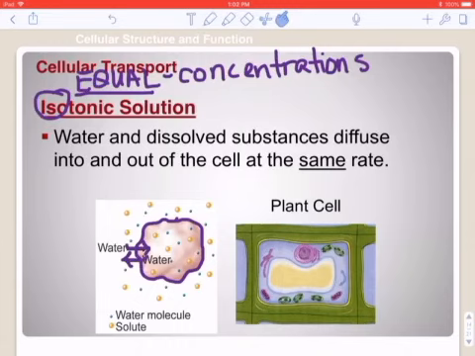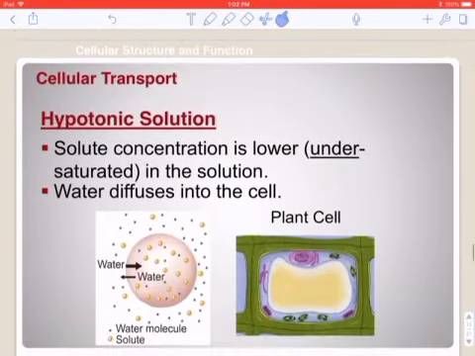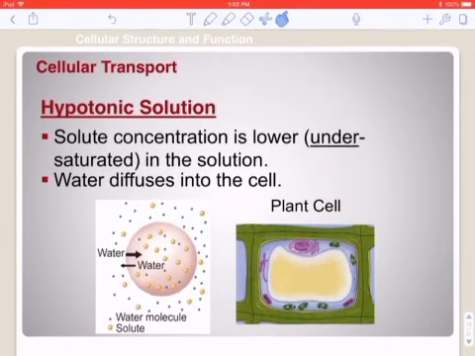All right, now let's compare that to when we say we have a hypotonic solution. This prefix hypo means under.